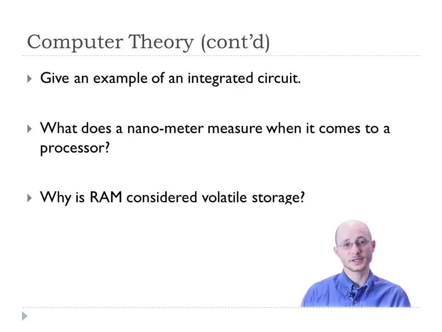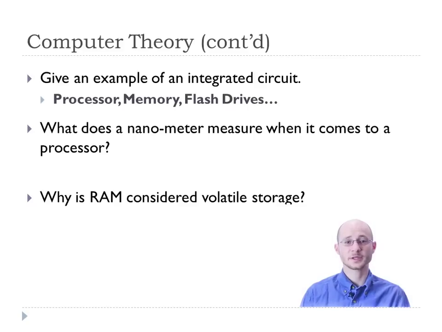An integrated circuit is a bunch of transistors, resistors, and capacitors joined together to store, process, or represent information. Examples of integrated circuits include processors, memory, and flash drives. The main component of integrated circuits are the transistors. In principle, the transistor gives the computer its power.